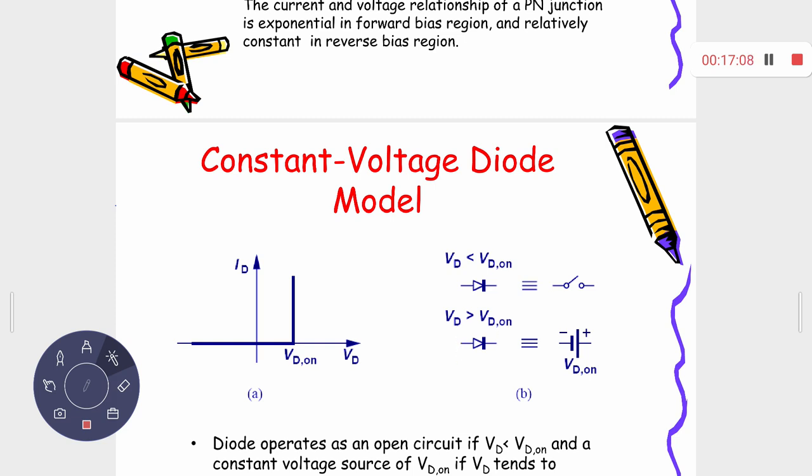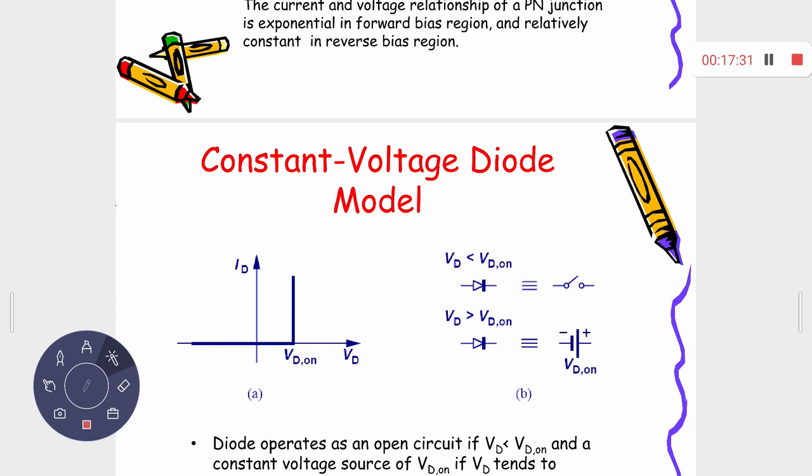These two terminals are connected, and this diode is represented by means of a constant voltage thing. So what is that constant voltage thing? It's nothing but a battery. Constant voltage, because the voltage doesn't change here. Even if the current changes, the voltage is constant. We'll study this in a circuit theory course: constant voltage source, constant current source.